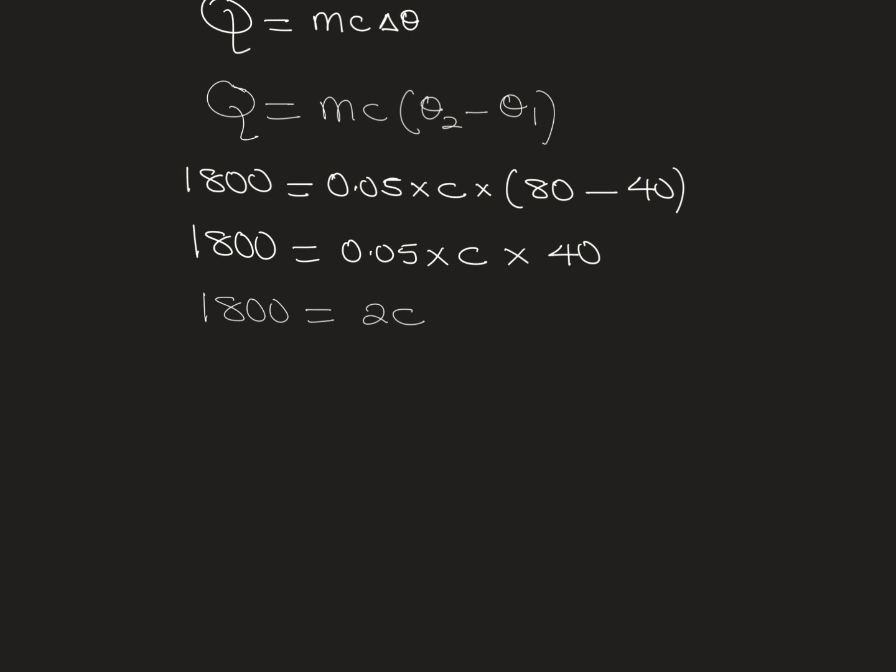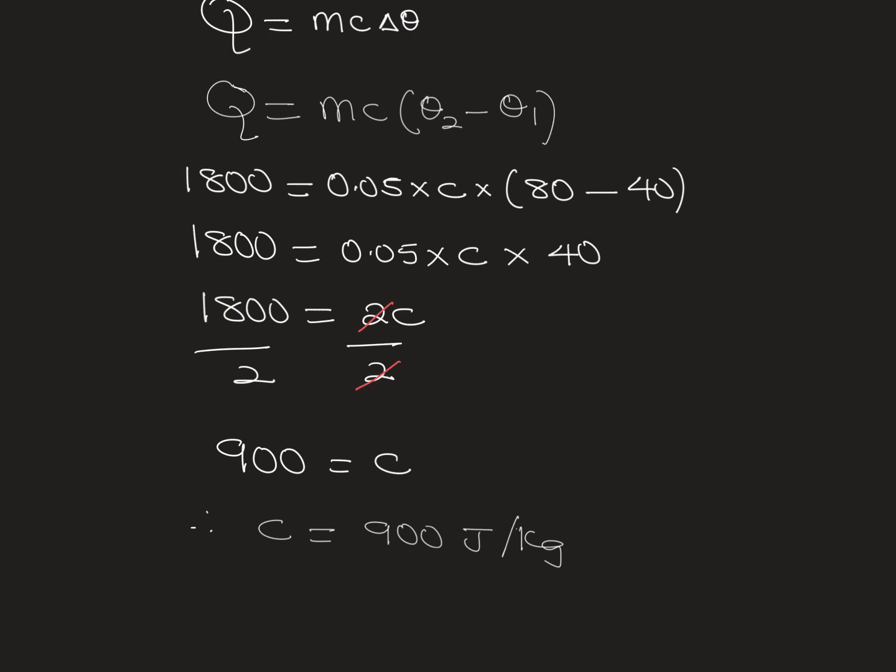To find C, we're going to divide both sides by 2. 1,800 divided by 2 is 900. So that is 900 is equal to C. So therefore, we can say C is equal to 900 joules per kilogram per Kelvin. That is the specific heat capacity of aluminum.